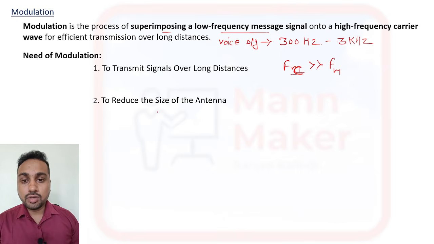Now if we want to send our message signal a long distance, we also require an antenna. Suppose we do not do modulation, then the antenna size will be big, and if we do modulation, then it will reduce the size of the antenna. That is the main part of modulation: it will reduce the size of the antenna.